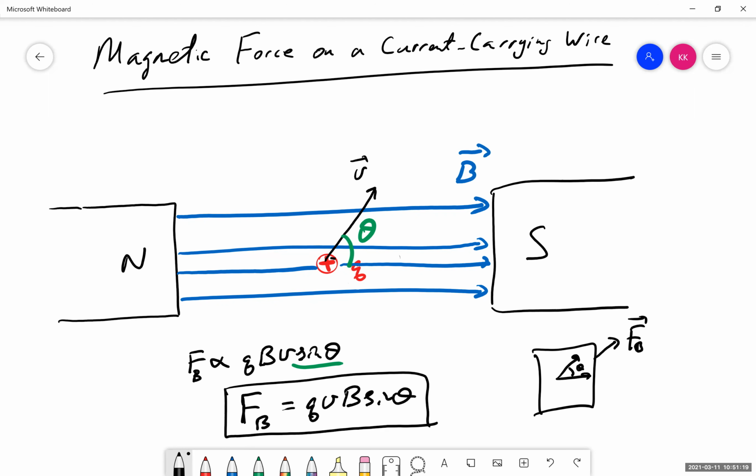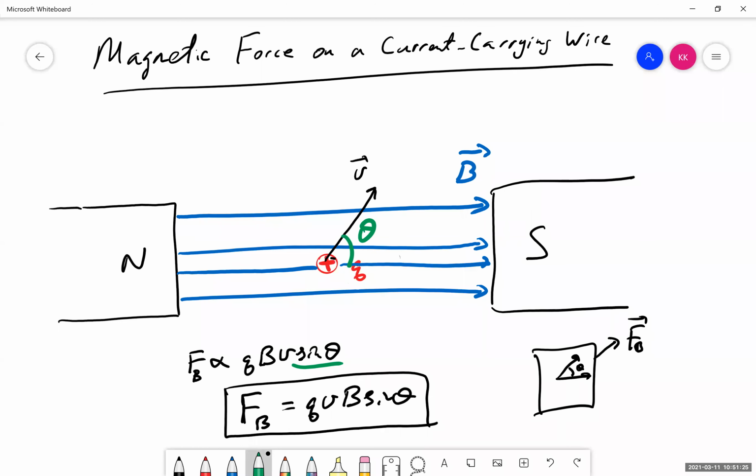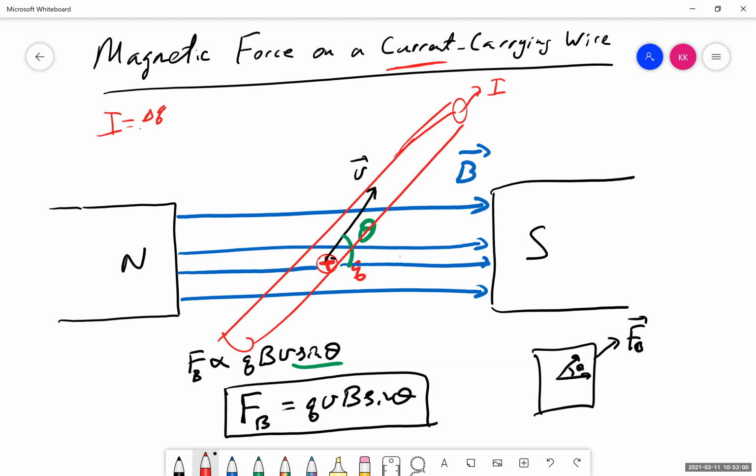But here's the thing. What is a wire? Well, it's some kind of conductor. So let's say it's some kind of conductor like this that has a bunch of those wires going from one end to the other. Remember, if we talk about current, current is defined as the flow of charges. That means there are moving charges inside the conductor that provide some kind of current. So remember, the definition of the current is the flow of charges, delta Q over delta T.